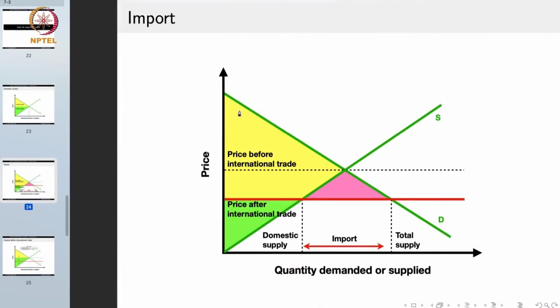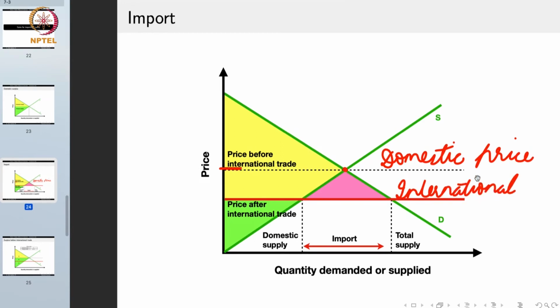So in this case, the international prices are less than the domestic prices, and we are representing that here. So if we looked at the domestic demand and supply, the point where these two curves meet is telling us the domestic price before the international trade. Now, in this case, the domestic price is more and the international price is less, which is why this country is going for the import. So here we are representing the international price or the world price by this red line.